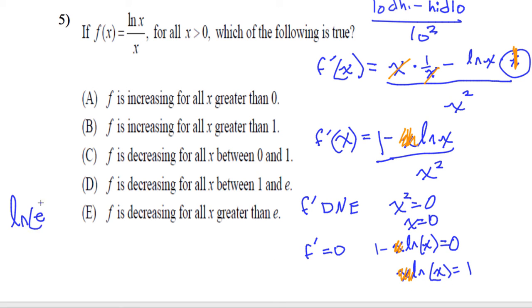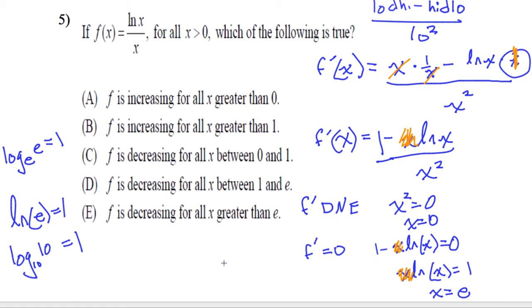Natural log of e is equal to 1. Just like log of 10 is equal to 1, because that's log base 10. Because natural log is really log base e. Because log base e of e equals 1, e to the power of 1 is e. Anyway, so x is equal to e.